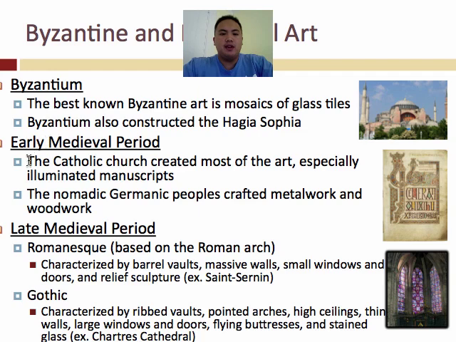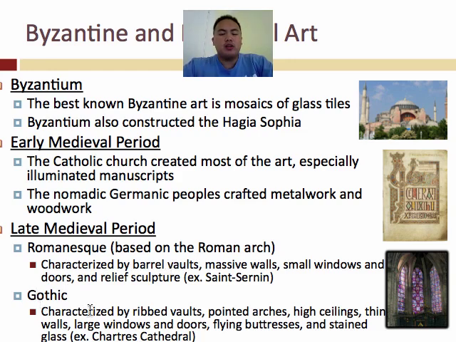1000 BCE. We have the Catholic Church being the driving force of where the art is coming from, especially illuminated manuscripts. And then nomadic Germanic peoples, they crafted metalwork and woodwork. And in the late medieval period, we're talking about Romanesque, based on the Roman arch. So barrel vaults, massive walls, small windows, doors, relief sculpture. Those are Romanesque in the late medieval period.